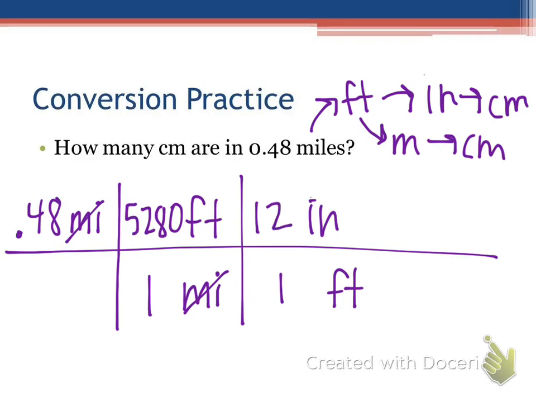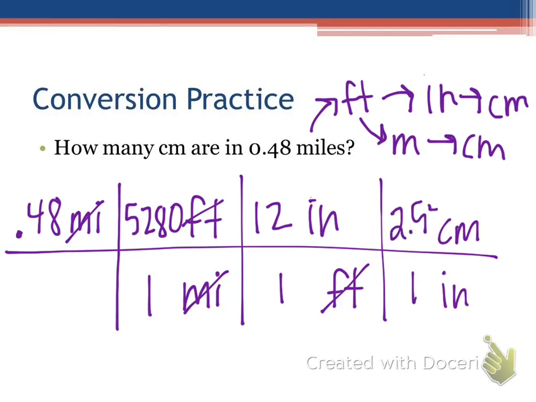Okay, so I'm done with feet. Now I want to go inches to centimeters. Good, 2.54 centimeters. Okay, again, here we could have done it differently. We could have gone meters and then meters to centimeters. That would have worked just fine. So my inches have canceled, my feet have canceled, my miles have canceled. Now we do the math one time.